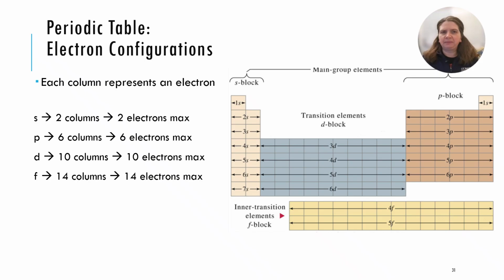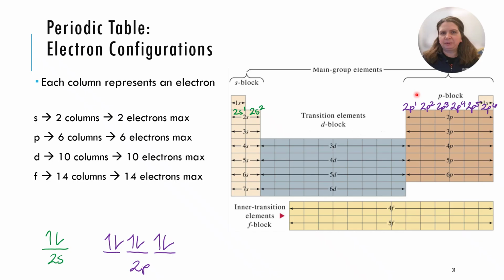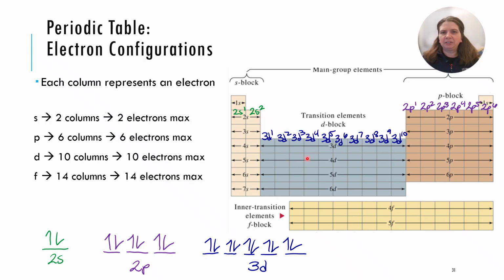Electron configurations can be read directly from the periodic table, which means you do not need to draw an orbital box diagram first. Each column of the periodic table represents one electron. The S block is 2 columns wide because S subshells hold 2 electrons. The P block is 6 columns wide because P subshells can hold 6 electrons. The same pattern continues. D subshells can hold 10 electrons, and the transition metals are 10 columns wide. F subshells hold 14 electrons, and the inner transition metals span 14 columns.